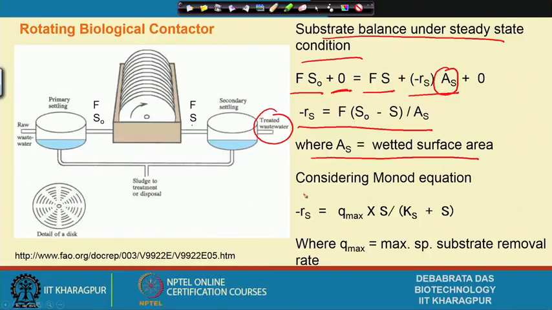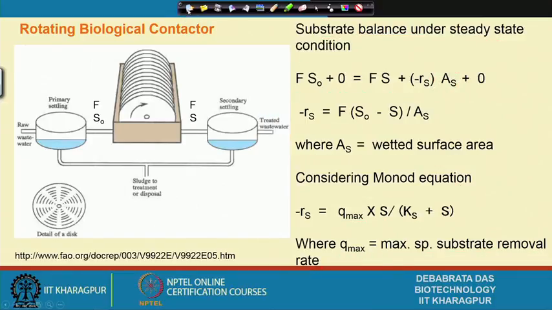Now, considering the Monod equation or Michaelis-Menten equation, we can write in a similar way, minus RS equal to Q max into X into S by Ks plus S, where Q max is the maximum specific substrate removal rate. So, this is multiplied by X, then it will be the maximum substrate removal rate, and into S by Ks plus S. This is how we can write this equation.